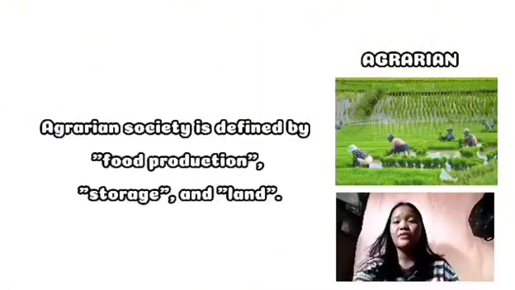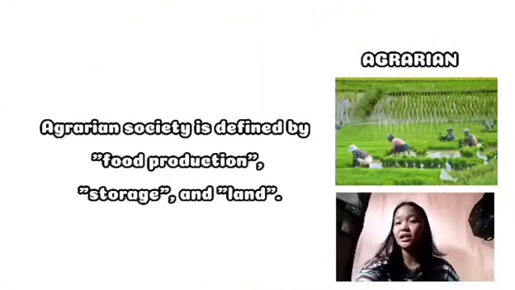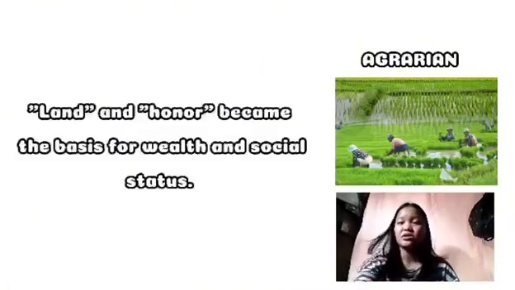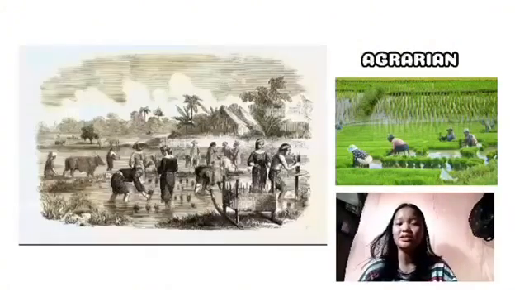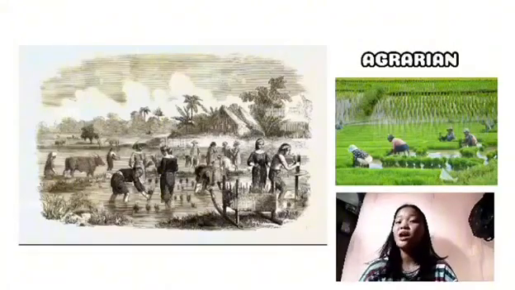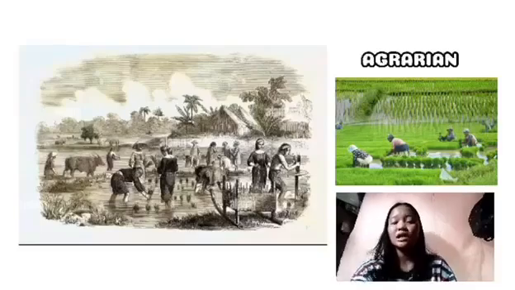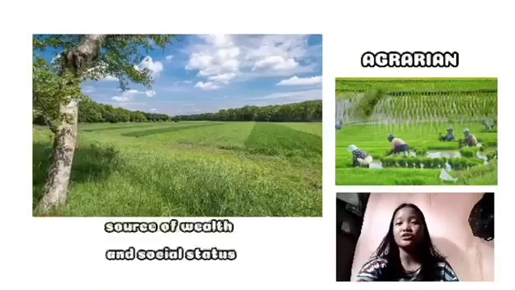Agrarian society is defined by food production, storage, and land. Land and honor became the basis for wealth and social status. This type of society started when the people started to stay in one place and use food production such as farming as a tool for survival. Hence, land is the most important source of wealth and social status.